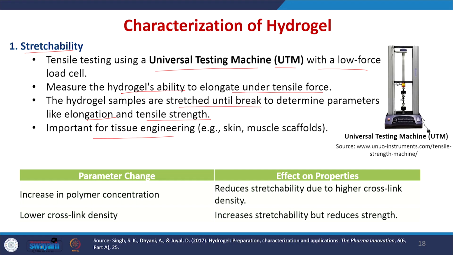How can we adjust these parameters? For example, if you increase the polymer concentration, it will reduce the stretchability due to higher crosslinking. And we can lower the crosslink density. It increases the stretchability but reduces the strength.